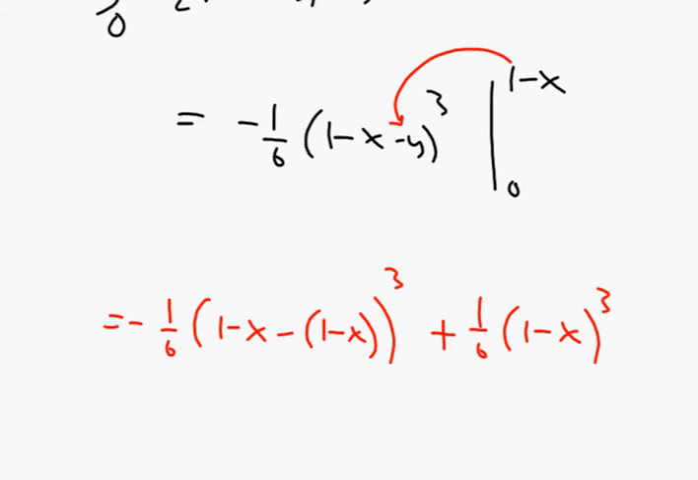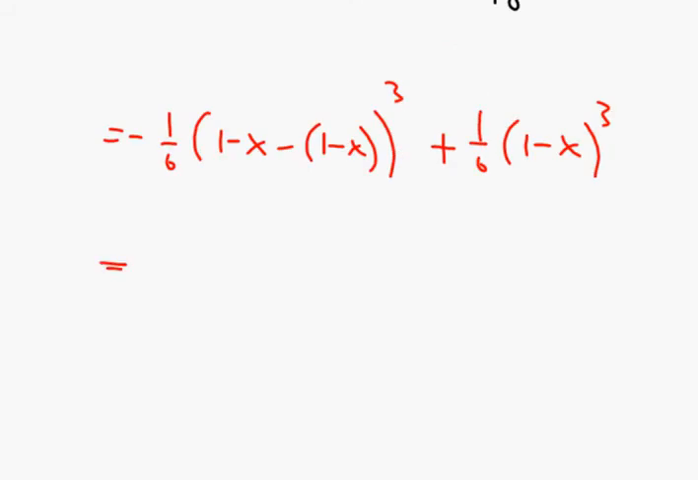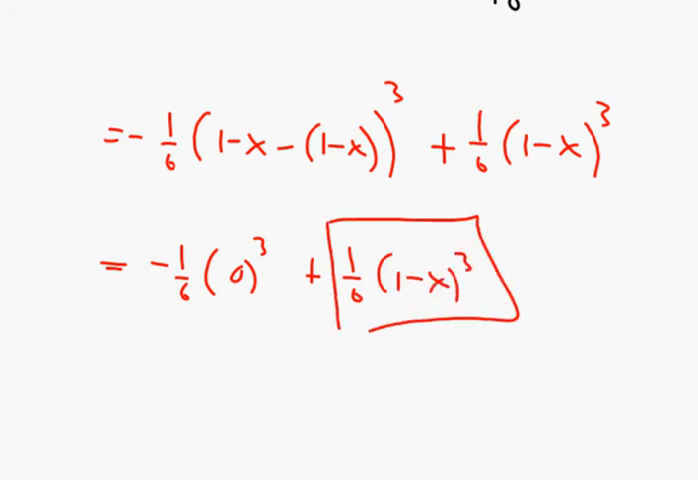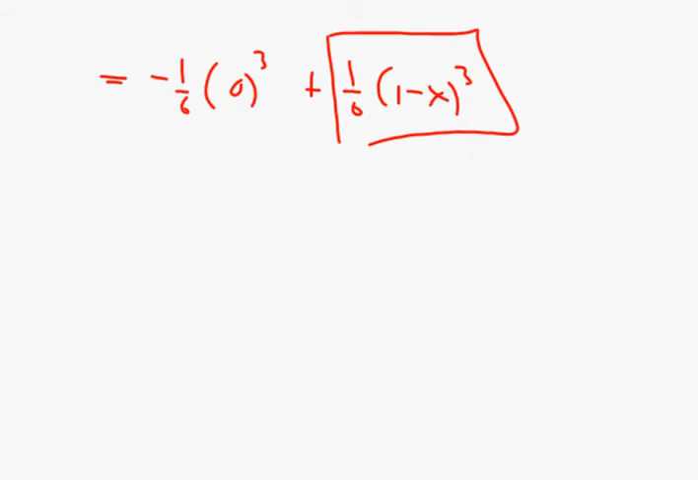Okay, so let's simplify a little bit here. So I get negative 1/6, and then here, well, isn't that nice? That's just 0 cubed. Oh, wow. That's really nice. Plus 1/6 of (1 minus x) cubed. So this is all we get. All right, now we're ready for our last integral. From 0 to 1, I'll put the 1/6 down in front, (1 minus x) cubed dx. So let's finish off.